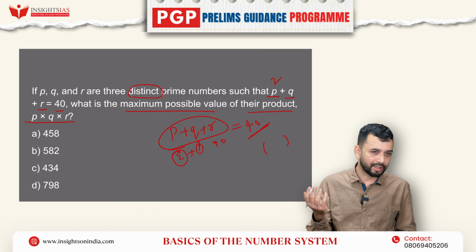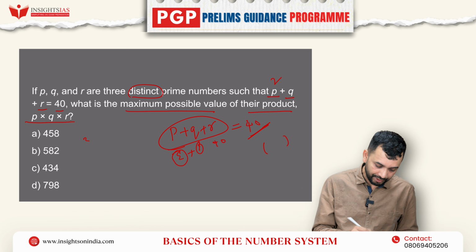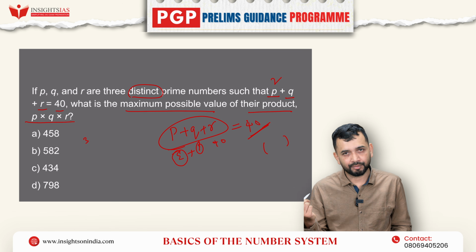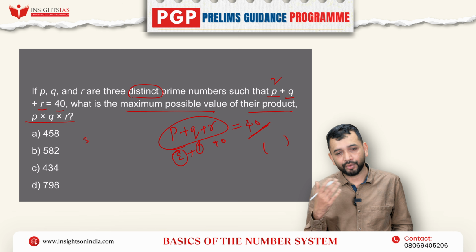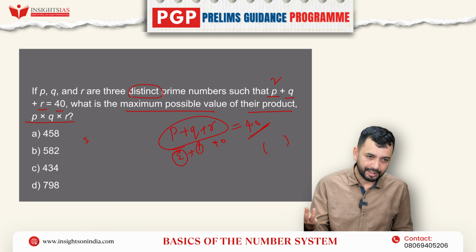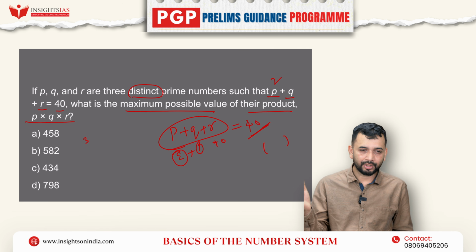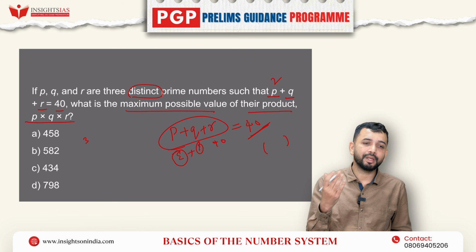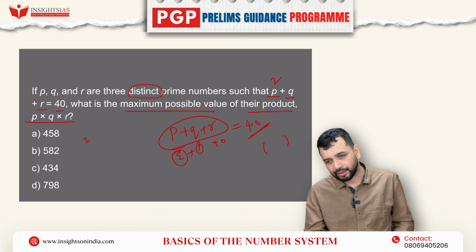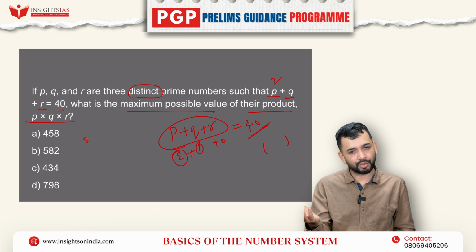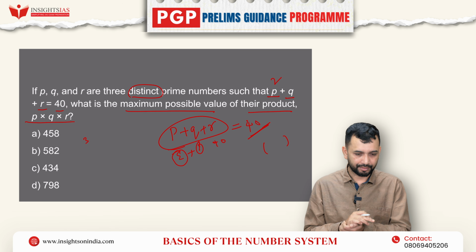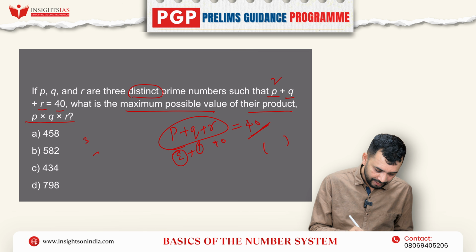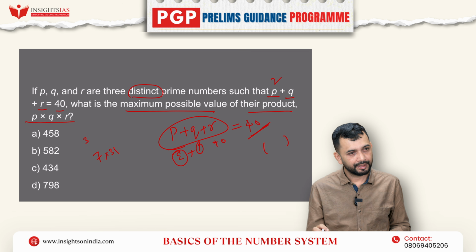Now think about all the possibilities, right? If one number is 3, the next number will be 35, not possible because 35 is not a prime number. Similarly, if one number is 5, the other becomes 33. Again, it is not possible because 33 is not a prime number. Next prime number is 7. So the other number would be 31. So that is 7 and 31, both are prime numbers, right? This is one possibility.